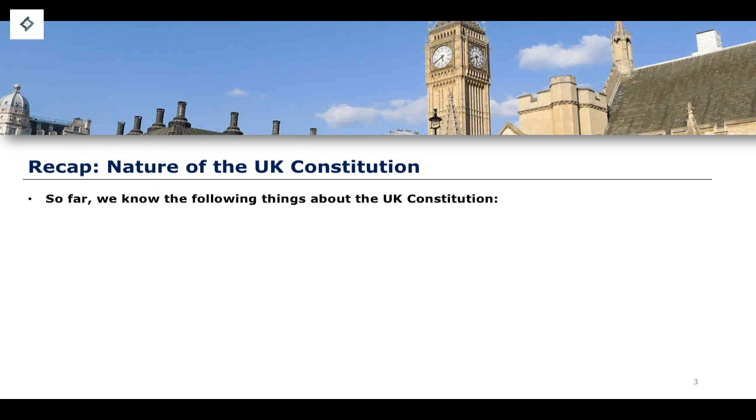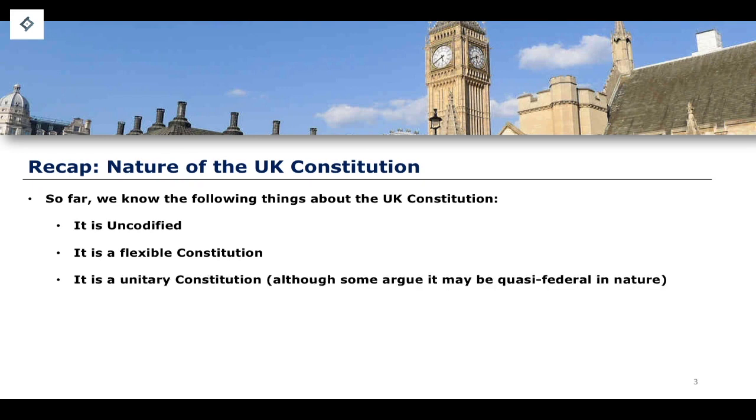So, as a brief recap, we know the following things about the UK's constitutional framework. We know that our constitution is, one, uncodified. We know that it is a flexible constitution as a result of the fact that it is uncodified. This is what brings with it this idea of flexibility versus rigidity, contrasting that to the idea of codified constitutions, which are not flexible, which are rigid in their nature.